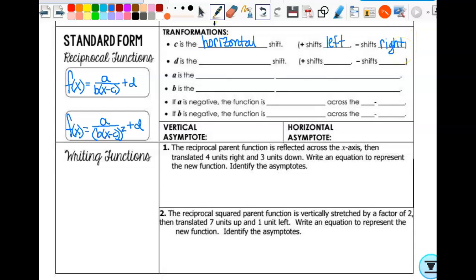Okay. When I have the plus D, that's going to be vertical. So plus shifts up, minus shifts down. Remember, x is still a liar. That doesn't change either. Since A is actually usually out front, and again, we could write it that way, we just don't, then that means that it affects the y, so it is vertical. It is our vertical stretch or compression. And B is the horizontal stretch or compression.